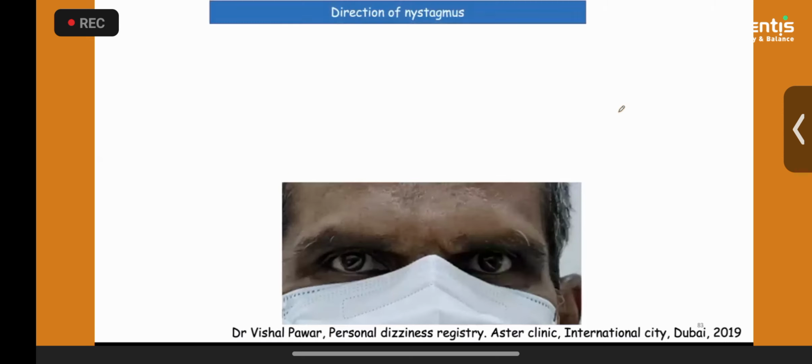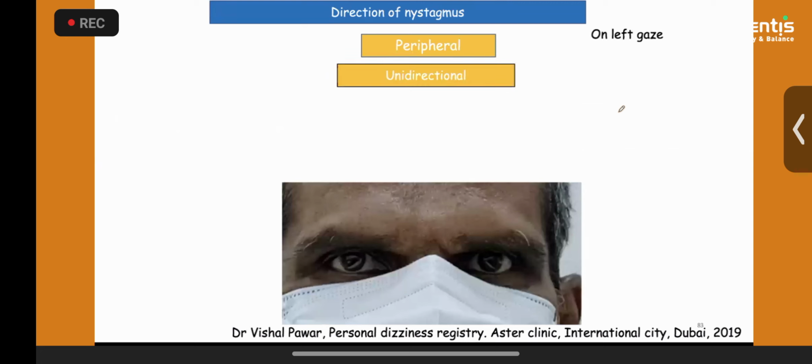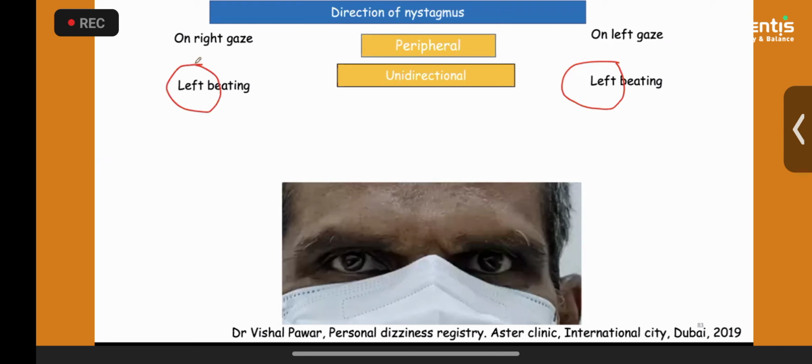Now look at this particular nystagmus. In case of peripheral nystagmus, in case of vestibular neuritis, the patient, suppose, looks towards the left side. Suppose there is a left beating nystagmus, and if the patient looks towards the right, it is not right beating, it still remains as left beating, then it is called unidirectional nystagmus. Despite the change of the gaze, the nystagmus is remaining left. The direction is not changing, so it is unidirectional nystagmus, which is classically seen in peripheral etiology.